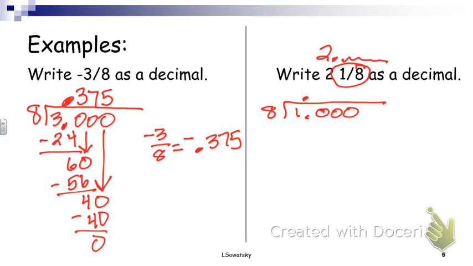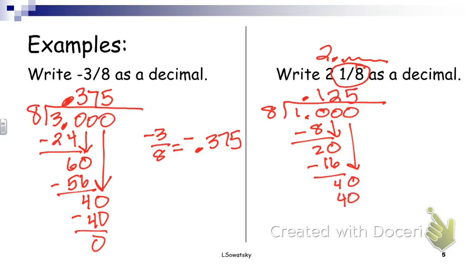So 8 goes into 10 once. 1 times 8 is 8. Subtract, we get 2. Bring down a 0. 8 goes into 20 2 times. 2 times 8 is 16. Subtract, we get 40. 8 goes into 40 5 times. 5 times 8 is 40. And we're happy we don't have to add more zeros. So that means 2 1/8 as a decimal is 2.125.